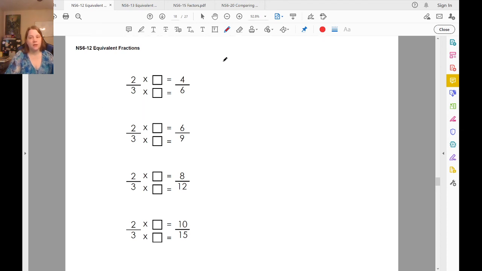We just talked about how to do this. We just talked about what we multiplied on the top and the bottom to get those numbers. 3 times 2 is 6, so we're going to put a 2 there. 3 times 3 was 9. Notice how we're always multiplying by the same number on the top and the bottom. Very important.